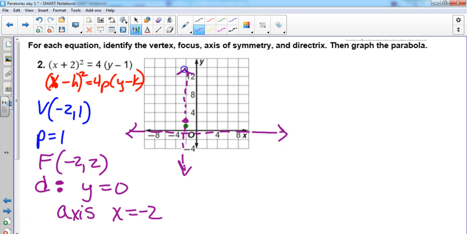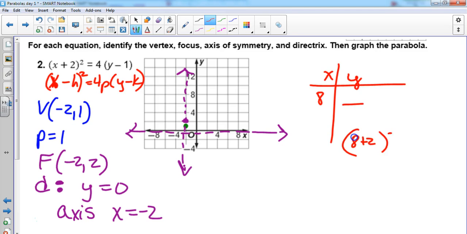All right. What do you want to put in? Okay, if I put in an 8, I'm trying to figure out what y value I get out. 8 plus 2 squared equals 4 times y minus 1. By the way, you could pick to put in a y value. Just make sure you plot it correctly. 8 plus 2 is 10. Squared is 100. Divided by 4 is... Did we do that right? Did I do that right?